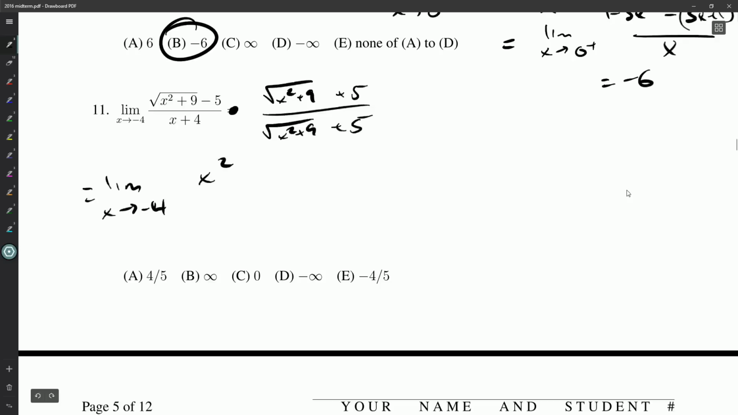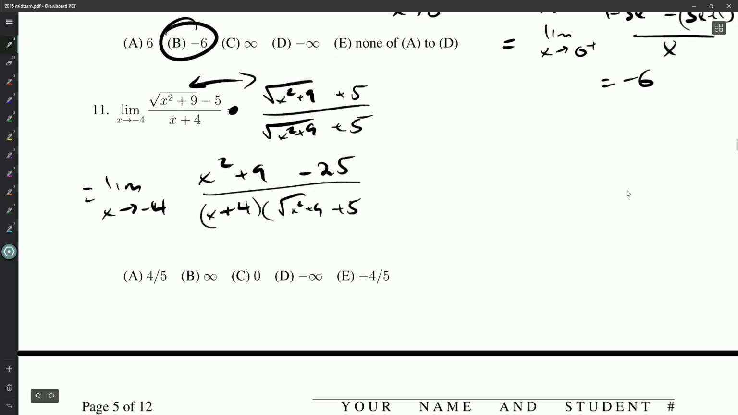Now, on top, these two values will multiply together. We'll get x squared plus 9. Everything else will cancel out, except we'll also have a minus, and then 5 times 5, which will be 25. We'll get x plus 4 here on the bottom, and a root x squared plus 9 plus 5 on the bottom here. 9 minus 25, x squared minus 16.